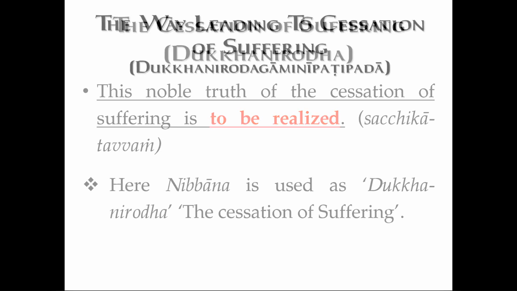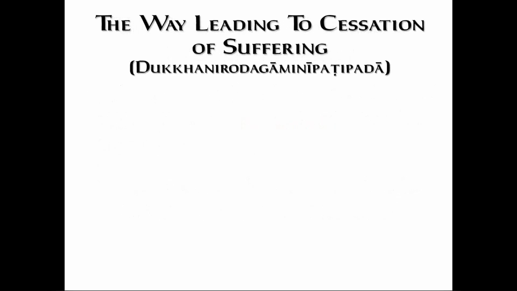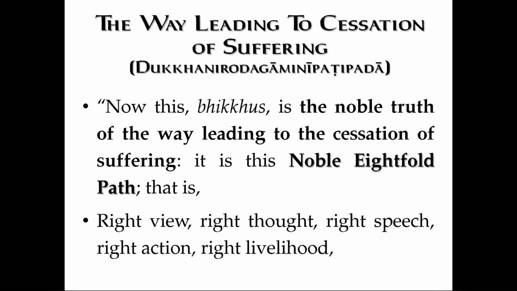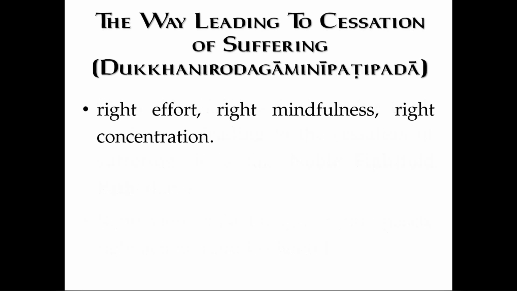And the last one, the way leading to cessation of suffering. Now this, bhikkhus, is the noble truth of the way leading to cessation of suffering. It is this Noble Eightfold Path. Actually, this is the path you have to practice. That is, right view, right thought, right speech, right action, right livelihood, right effort, right mindfulness, and right concentration. Actually, we have learned this earlier.